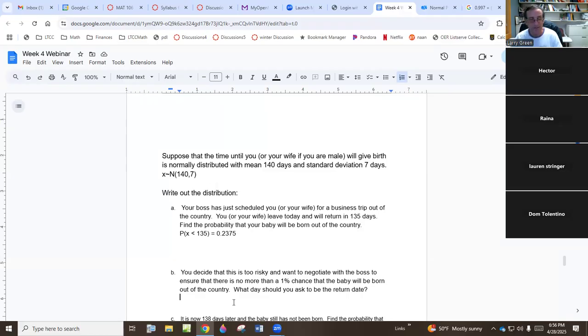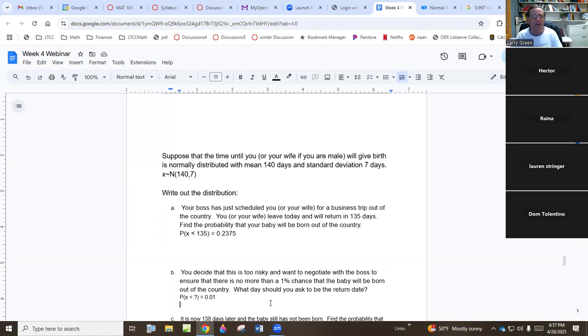So now we're going to say we want only a 1% chance that the baby will be born out of the country, but now we don't know which day. So now we can say the probability that X is less than, I'm going to put a question mark, less than we don't know, is equal to 1%. And remember, 1% is 0.01. It's important to know what you know and know what you don't know. And here, we know the probability. We don't know this value that it's less than. Any questions on that?